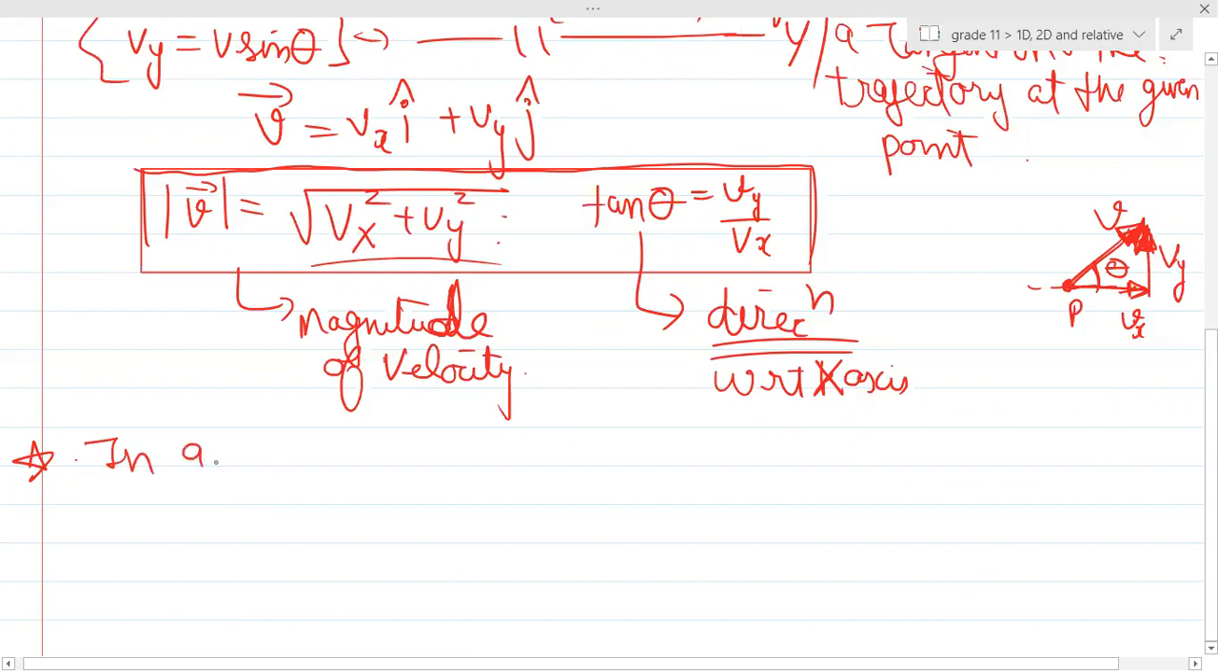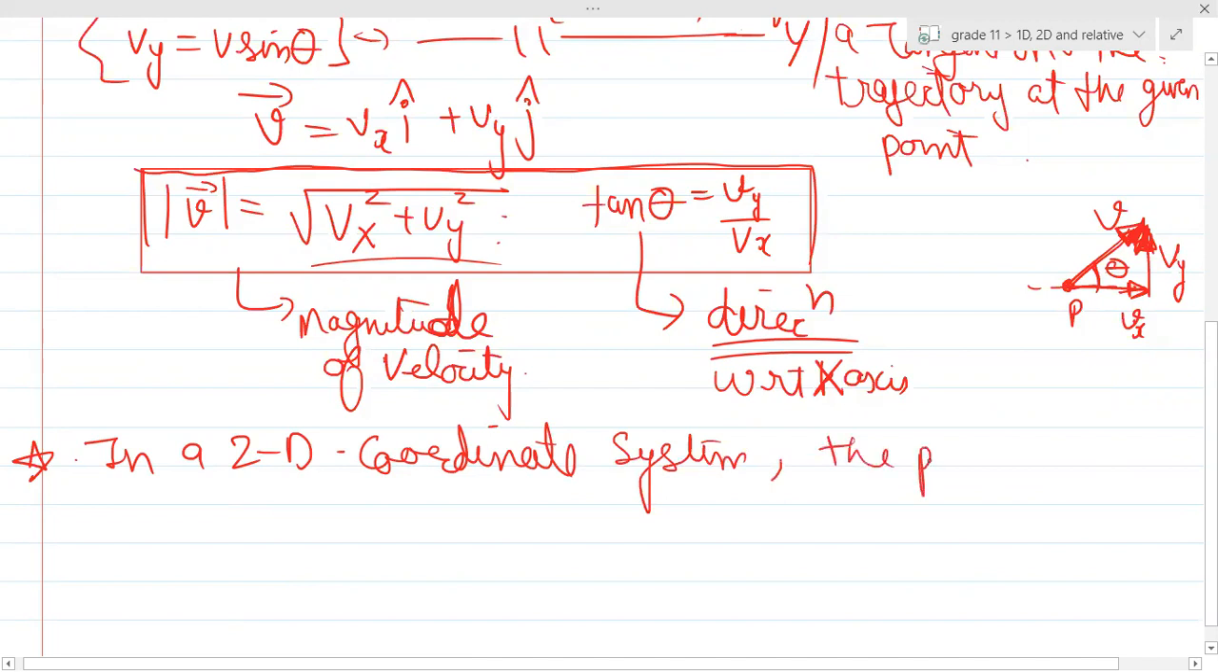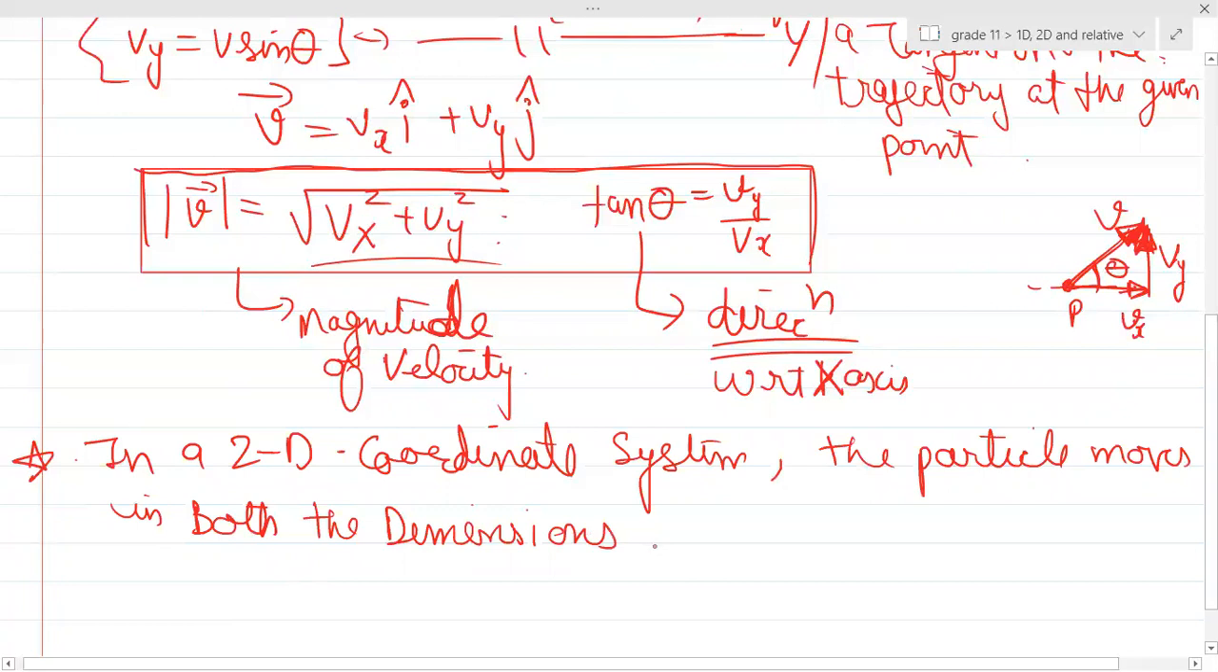So always remember, in a 2D coordinate system, the particle moves in both the dimensions simultaneously. Simultaneously means like at the same time, right? Yes or no? So it's covering both the dimensions simultaneously.